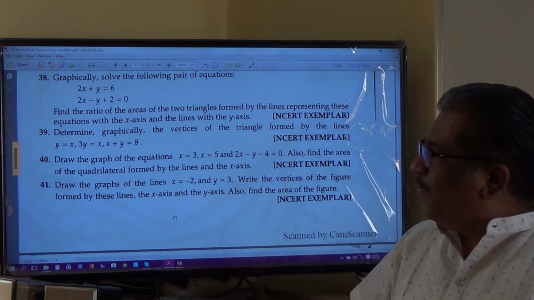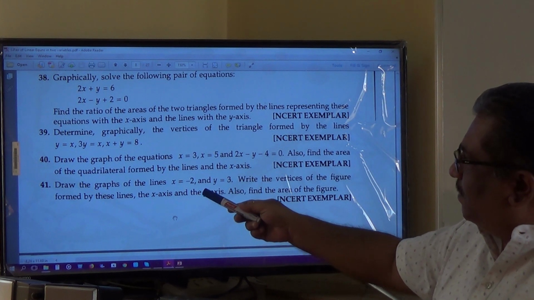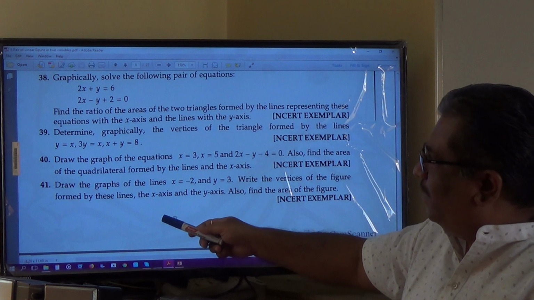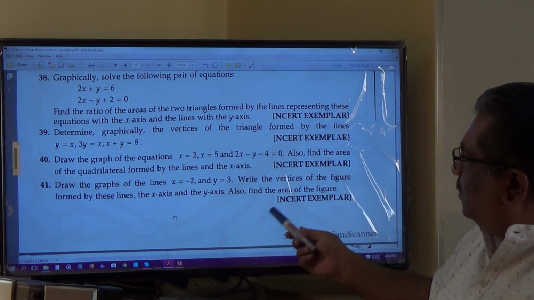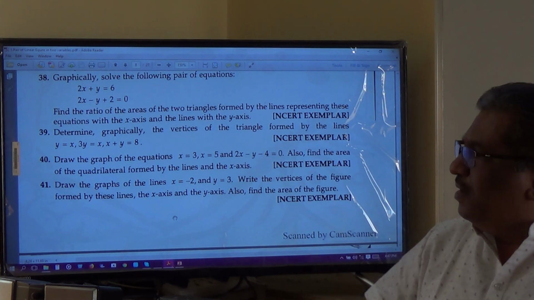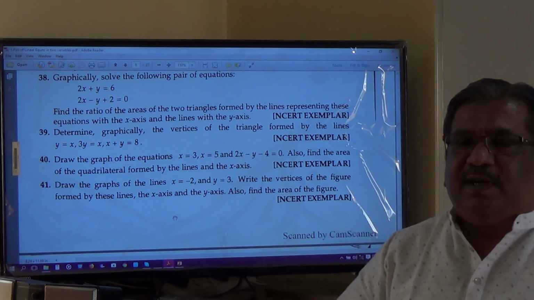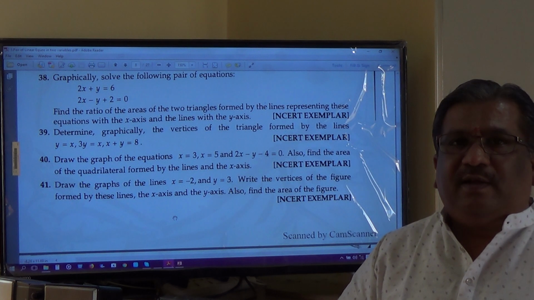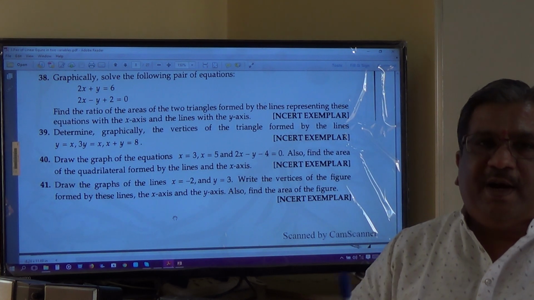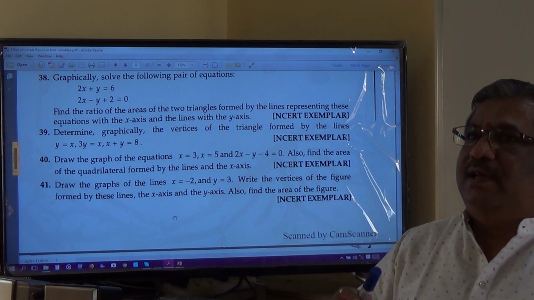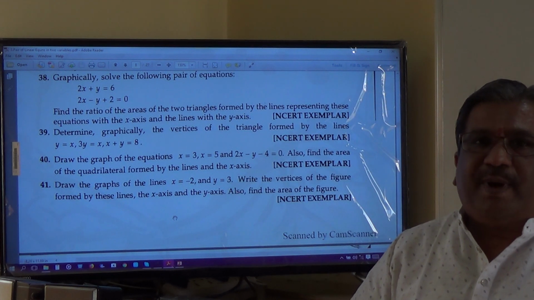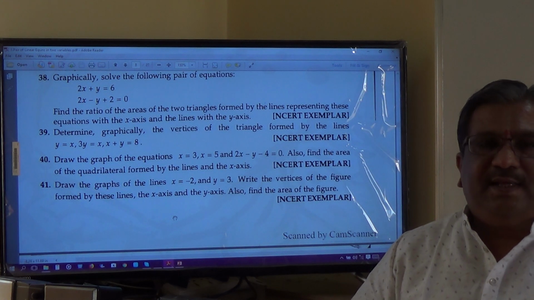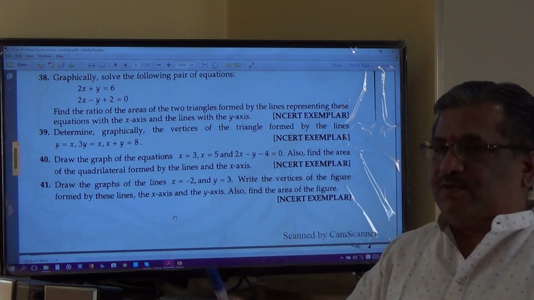Draw the graphs of lines x equals minus 2, y equals 3. Write the vertices of the figure formed by these lines, the x-axis and y-axis. Also find the area of the figure. Remember, you will definitely get such questions where, apart from plotting the graphs, you may be asked to find the areas of the triangles formed by the lines and the x-axis, or by the lines and the y-axis. Please practice these questions also.